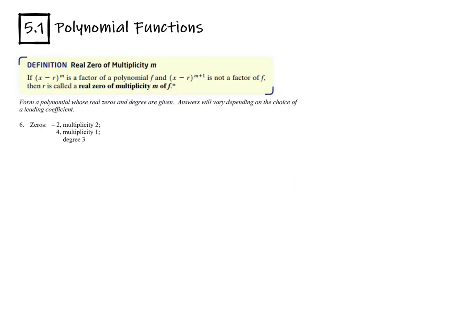Question number 6 asks us to form a polynomial whose real zeros and degree are given. And a lot of it is similar to the work that we did in number 5. But we do have different multiplicities given, so we want to take that into account. Our first factor is going to be x minus a -2. And that's going to be a multiplicity of 2. Our next factor is going to be x minus 4. And that's going to be multiplicity 1. You don't have to write the ones down because we know what that is. And then we're just going to simplify.